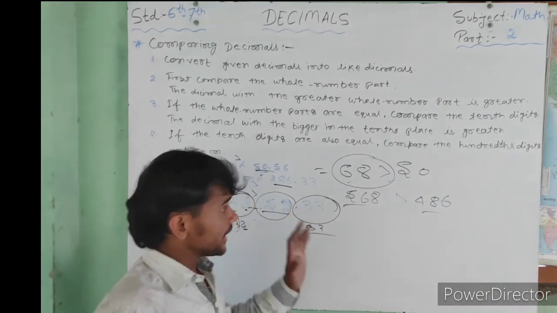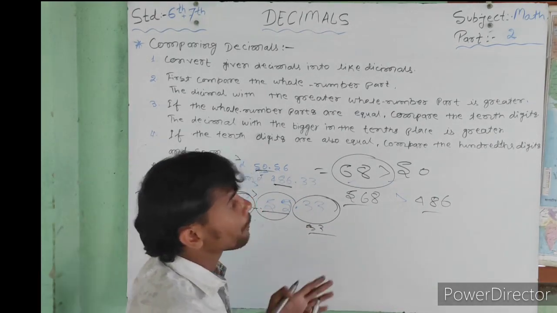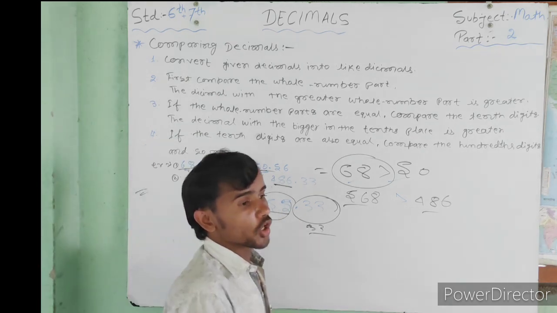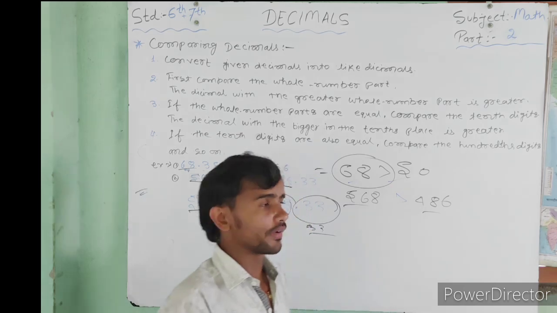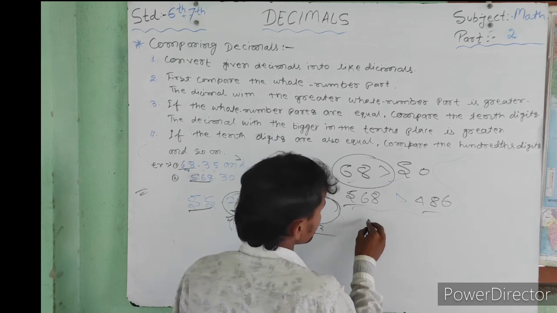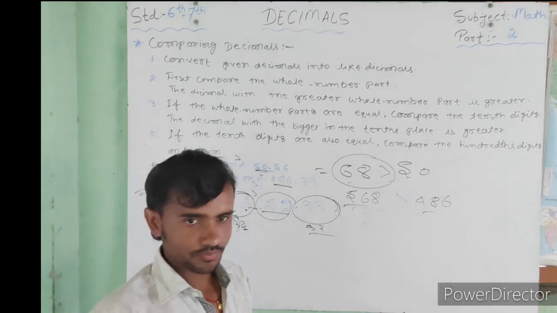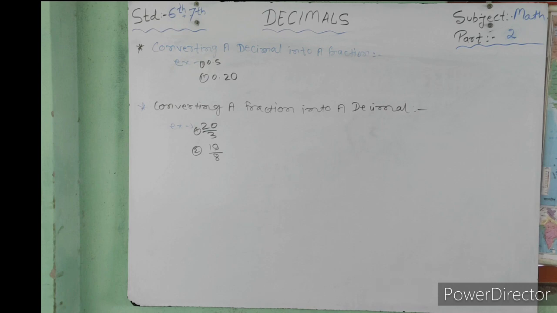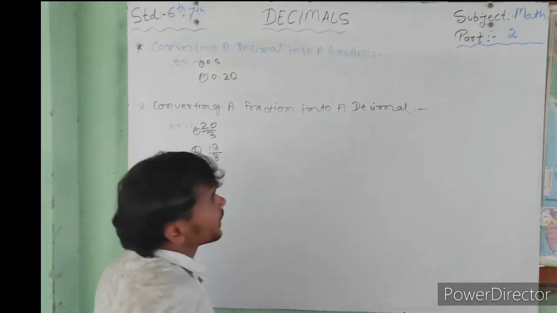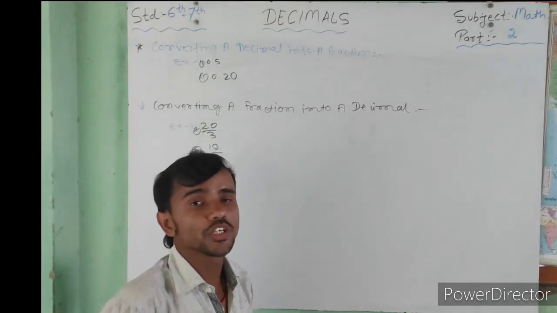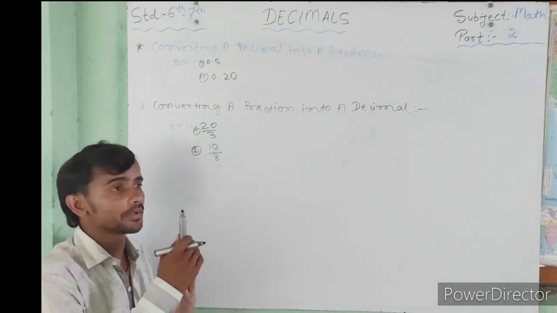So in this period, the next topic is converting the number of fractions into decimals and decimals into fractions. So you also see, just like here, the fraction part. Our next topic is converting a decimal into a fraction and converting a fraction into a decimal. How to convert a decimal into a fraction and a fraction into a decimal.